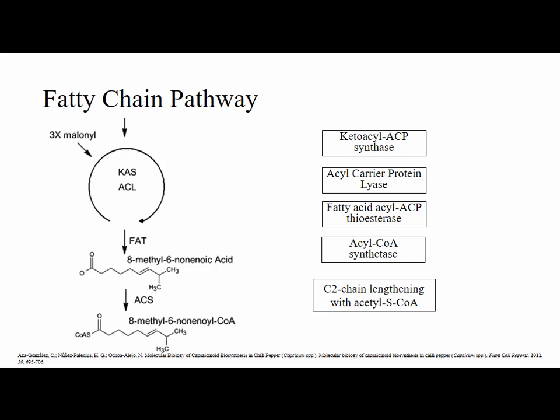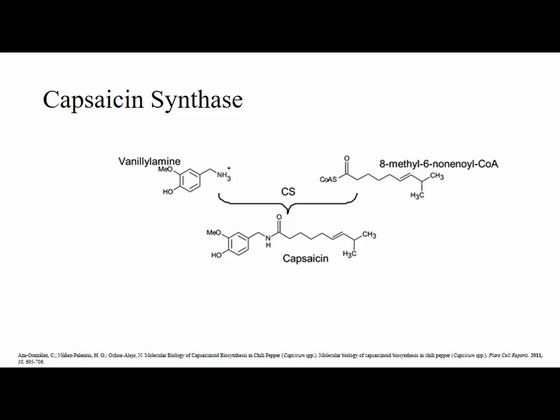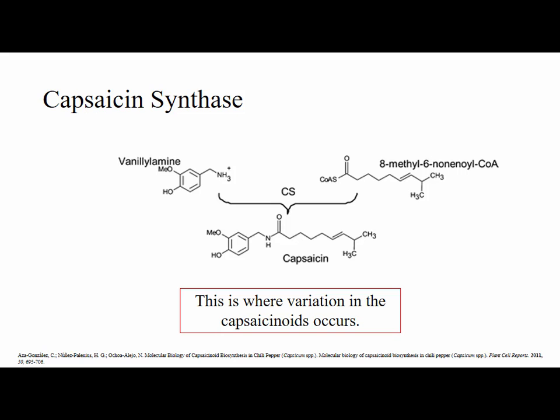So from here, for capsaicin specifically, we do end up with 8-methyl-6-nonenoic acid from a fatty acid acyl-ACP thioesterase that happens here. And then finally, if we put it through an acyl-CoA synthase, which lengthens the C2 chain with acyl-S-CoA, we end up with 8-methyl-6-nonenoyl-CoA, which is our second structure that is involved in the capsaicin synthase. All right, so this is actually where the variation in the capsaicinoids occurs, and again, that is referring back to that ring of determining the length of the fatty acid chains.